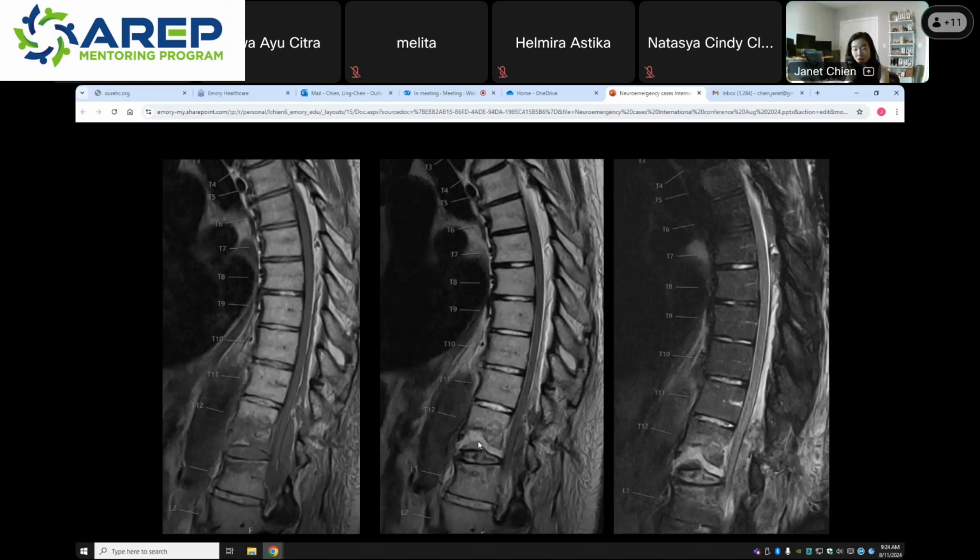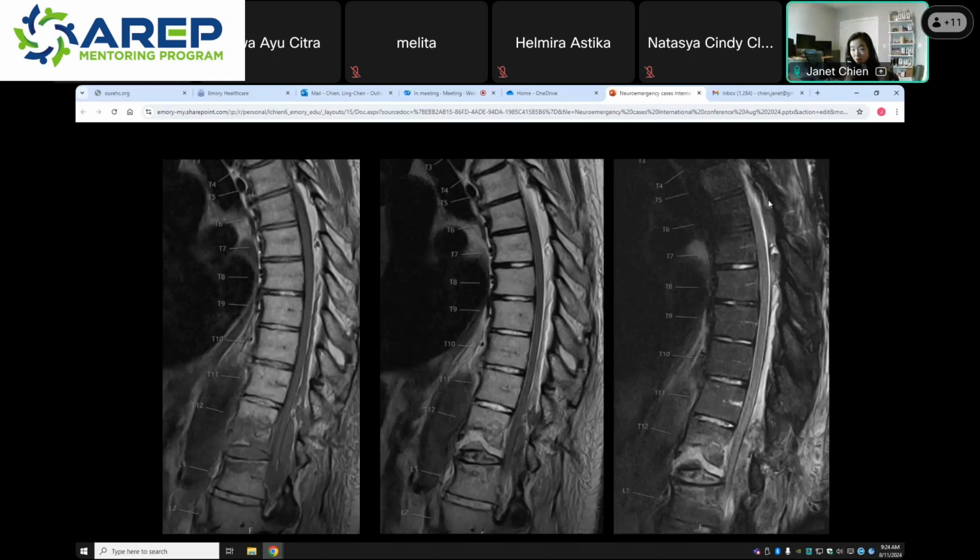This is T2. So you can also see T2 fat should be bright, and there's abnormal, heterogeneous T2 hypointense blood products in the epidural fat. And normal epidural fat would suppress on this T2 fat saturated sequence. So fat should be nice and dark here.